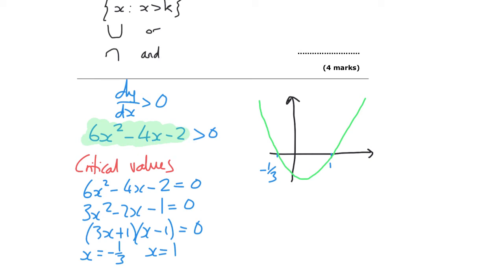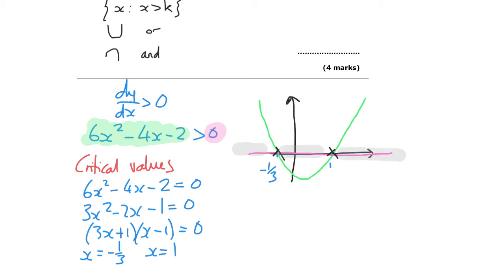I'm also going to grab a different color. I'll do this side of the equation in pink. So if I draw the graph y equals 0, I just get the x-axis. And I've got my critical values. So that splits the graph into 3 sections: section 1, section 2, section 3.